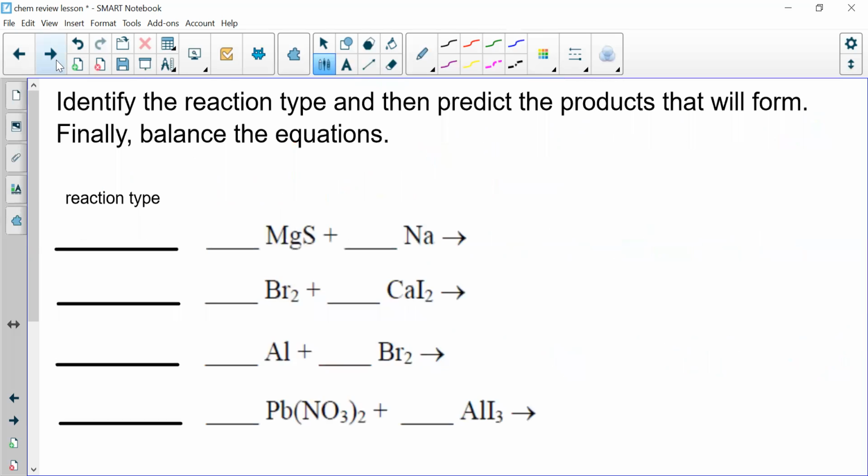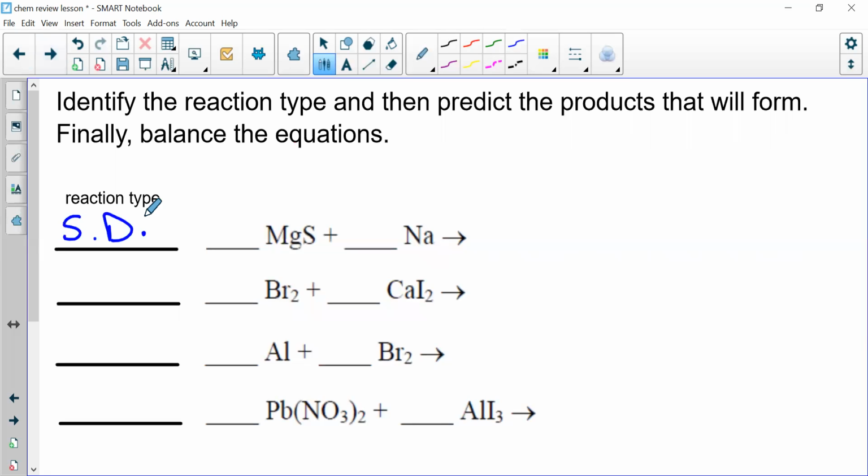All right, so let's use what we just talked about to figure out what is going to happen in these reactions. First of all, what does the first one look like? Is it synthesis, decomposition, single, double, or combustion? Single displacement? Good. Sodium is by itself, and I have a compound. So this looks like it's going to be single displacement.